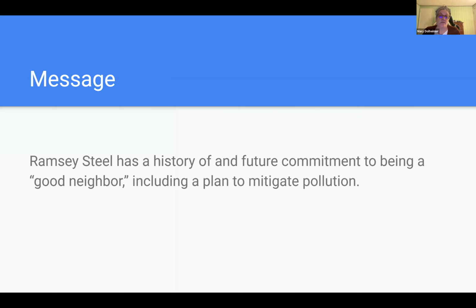The task for us, the message, is that Ramsey Steel has a history of and future commitment to being a good neighbor, including a plan to mitigate pollution.